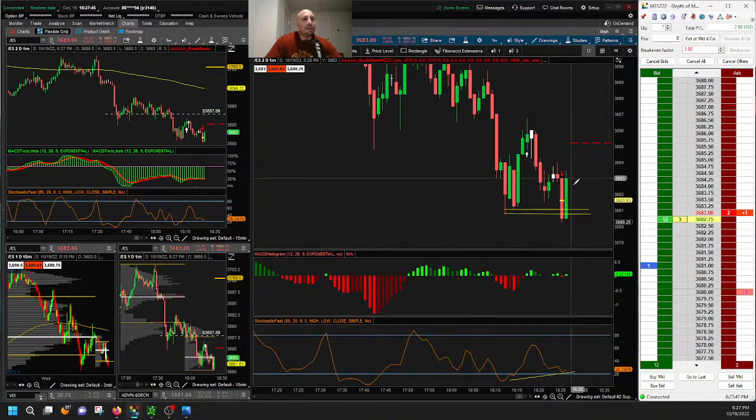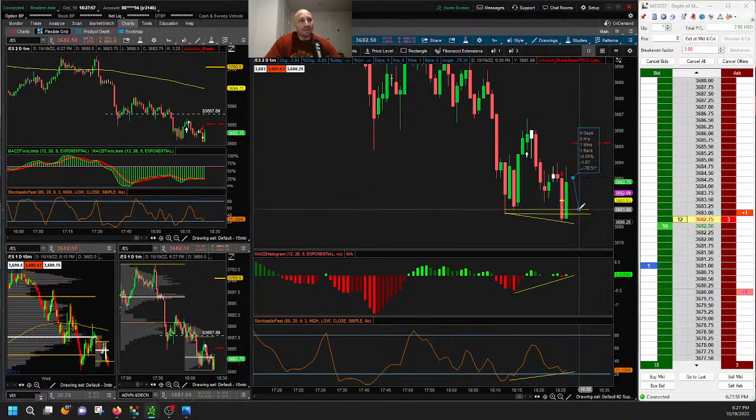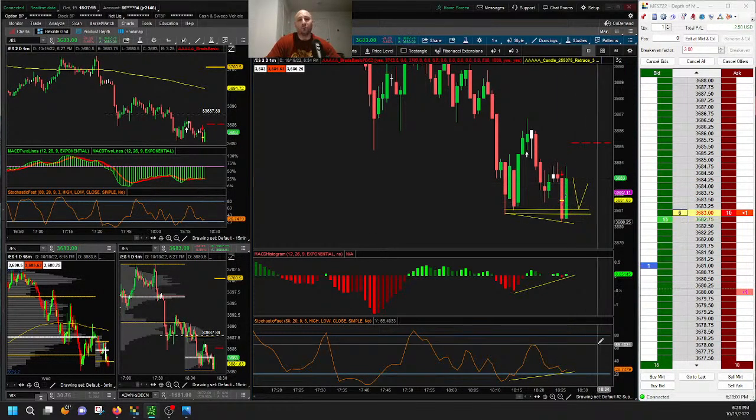Now, we need a kickback, right? And this is what, here's our divergence, right? We actually see it here. So if we could pull back, I want to see a kickback and then a bounce.